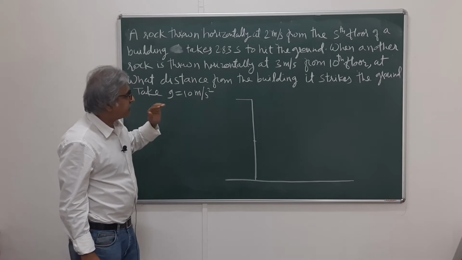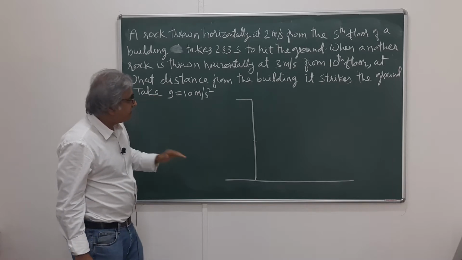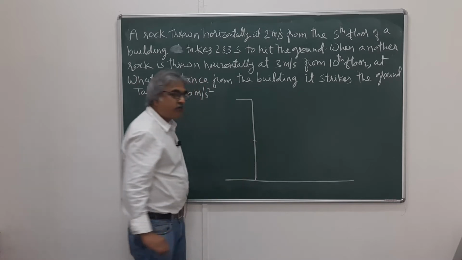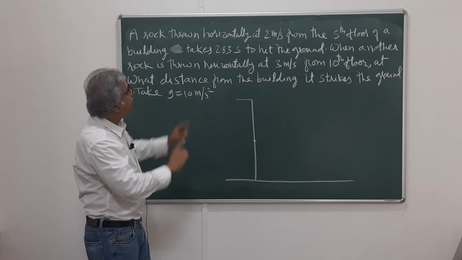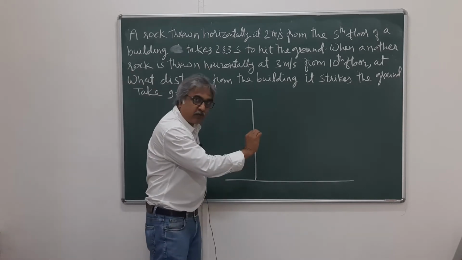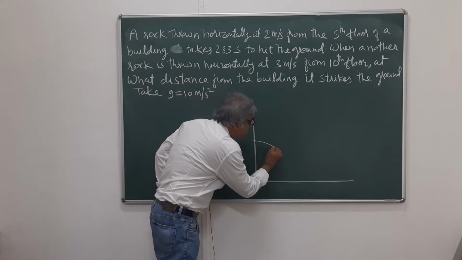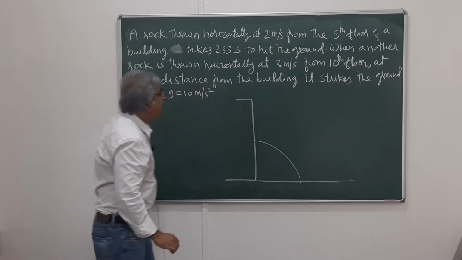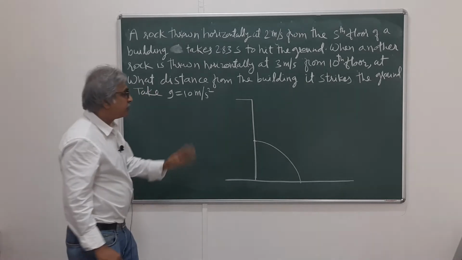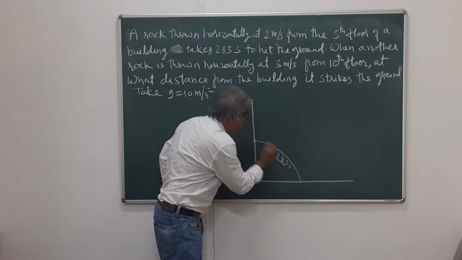So there are two situations. One is a rock thrown horizontally from the 5th floor. Let's say this is the building and this is the 5th floor. From this 5th floor, the rock is thrown at 2 meters per second horizontally. So it has horizontal velocity, it has no vertical velocity. It is thrown and it will reach the ground somewhere here. It takes 2.83 seconds to reach the ground, so time here is 2.83 seconds.